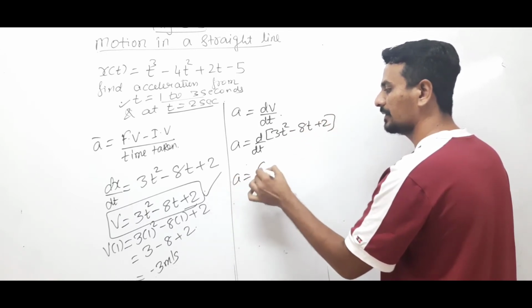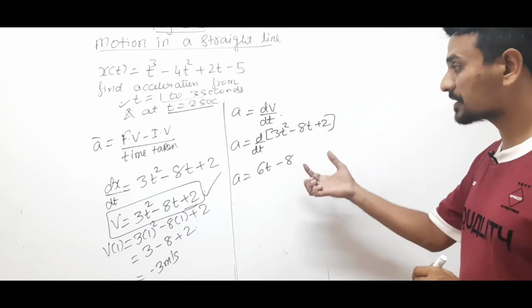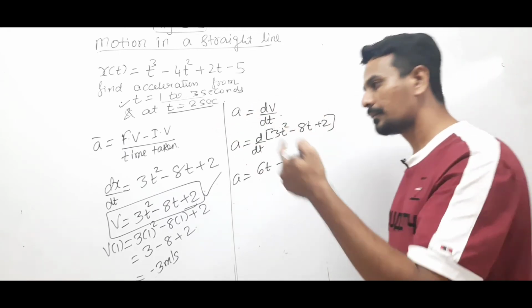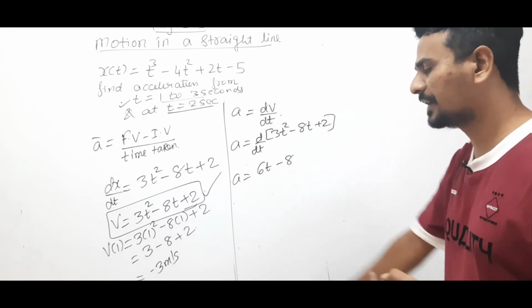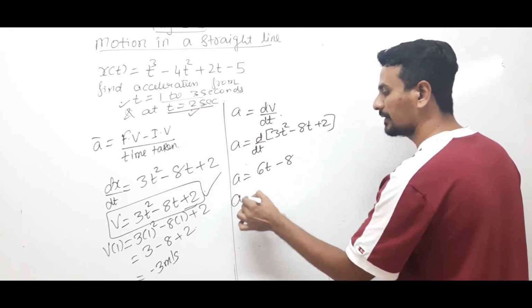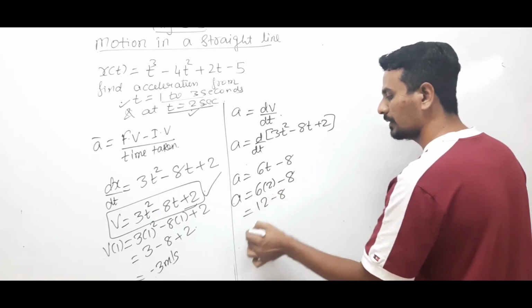So acceleration will be 6t minus 8 plus 0. How to differentiate the terms is what we had already discussed in the previous videos. Now we have been told to calculate acceleration at 2 seconds. So acceleration will be 6 into 2 minus 8, 12 minus 8, 4.